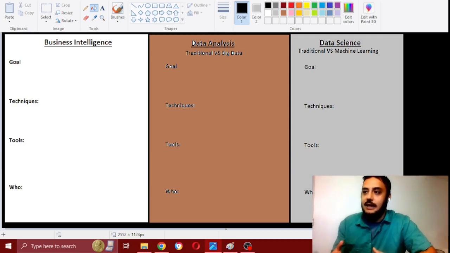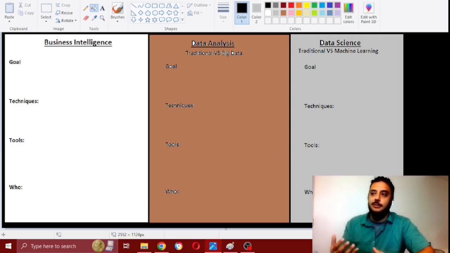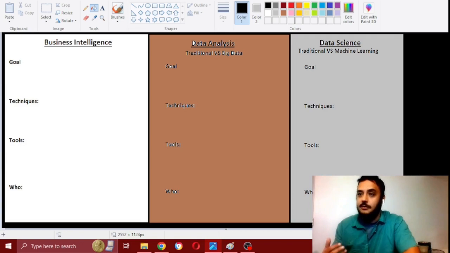For example, Excel may be a good starting point, but Excel is not the right tool if you were to maintain or store millions of records of data. And those are the techniques I explained.